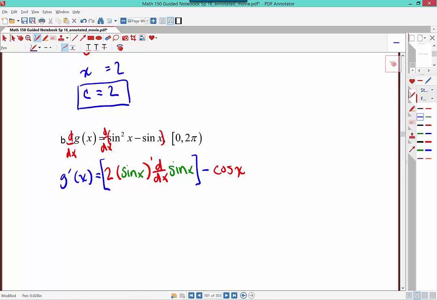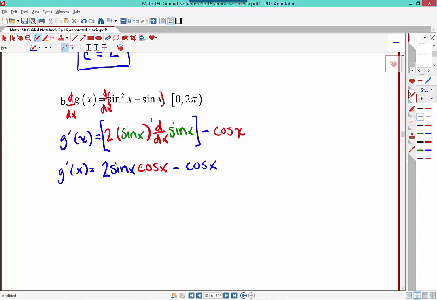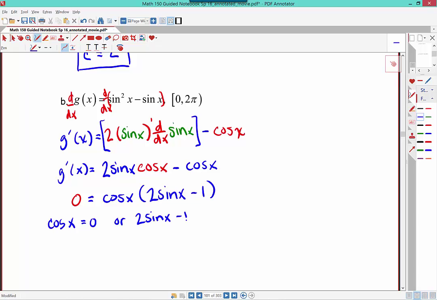Alrighty, so now continuing, we'll have g prime at x is 2 times sine at x. The derivative with respect to x of sine at x is cosine at x, and then we'll be subtracting a cosine at x. So this right here is our derivative, and now we want to find the zeros of the derivative to find our critical numbers. So if I factor out a cosine at x, I'll be left with 2 times sine at x minus 1. So we'll get cosine at x is 0, or 2 times sine at x minus 1 is 0.